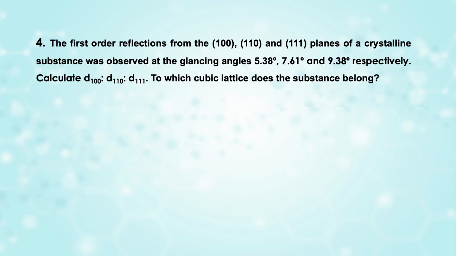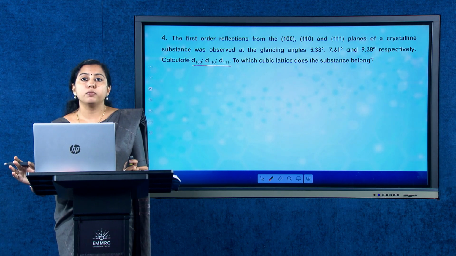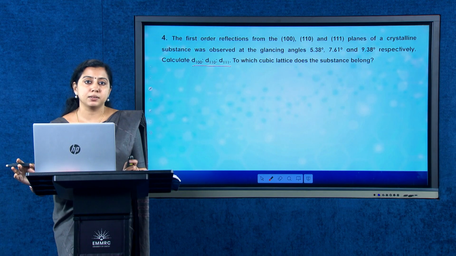The first order reflections from the 100, 110 and 111 planes of a crystalline substance were observed at the glancing angles 5.38 degree, 7.61 degree and 9.38 degree respectively. So, calculate d100 is to d110 is to d111. That is, you have to calculate the ratio of the interplanar distances from various planes. And also, you have to find out to which cubic lattice the substance belongs.